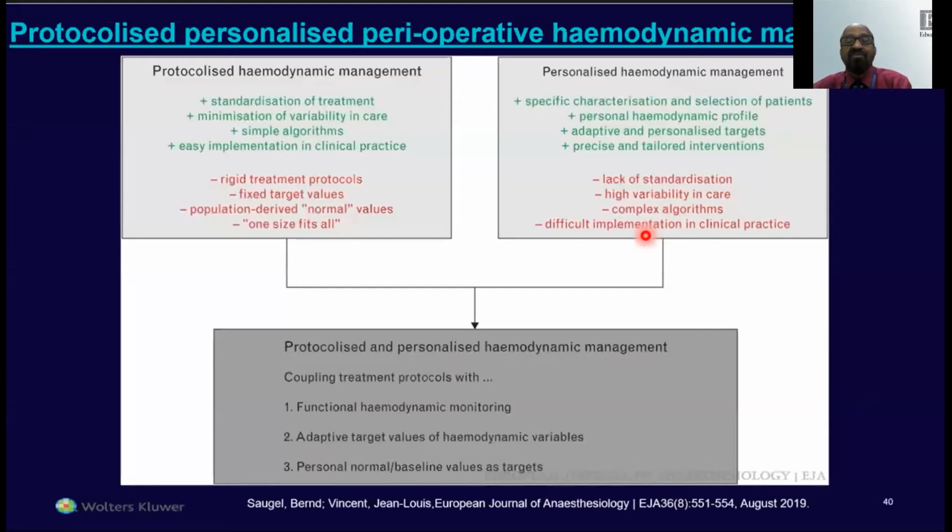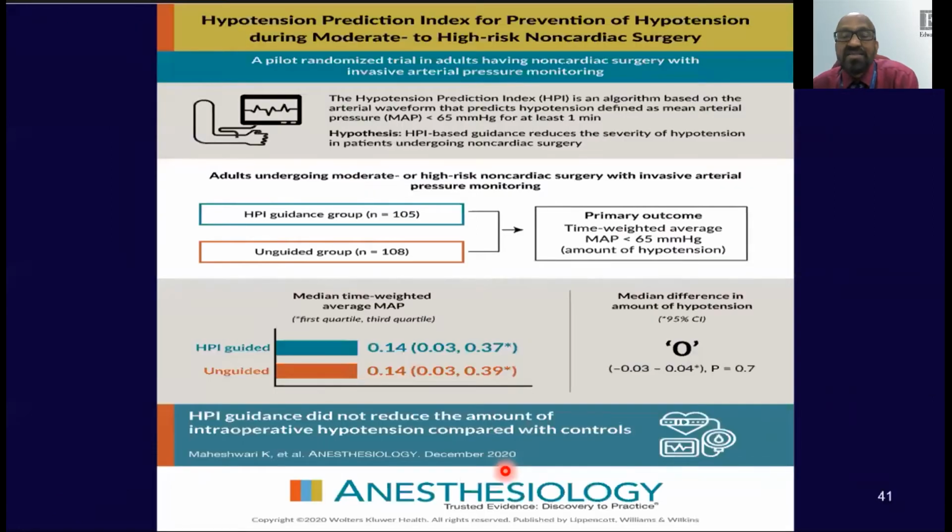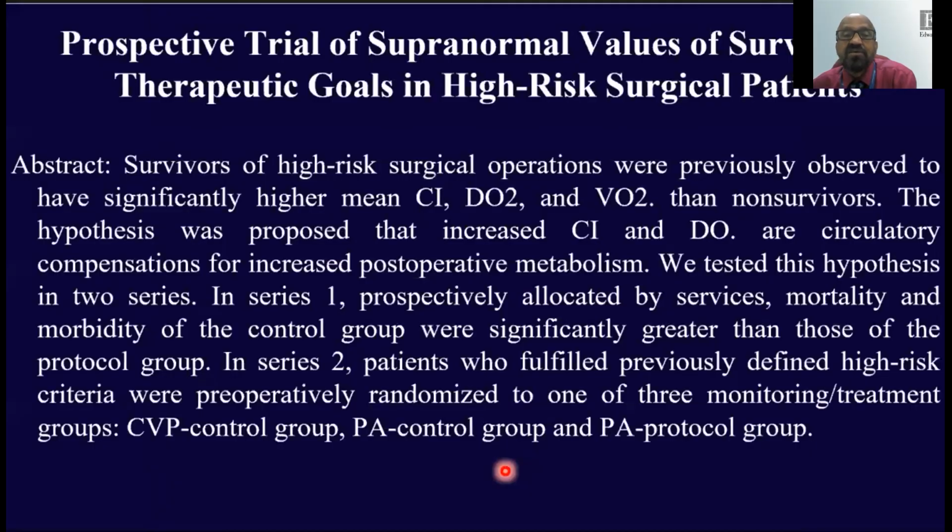Hence, we should have a strategy to combine both of them, resulting in functional hemodynamic monitoring, have adaptive target values, and have personal values as targets. What is the answer for this? Is it the hypotension prediction index, which has been proposed by the Edwards group? Is this the answer? We do not know. We need to look into the future to give us the answers.